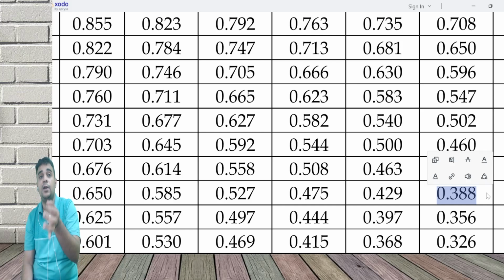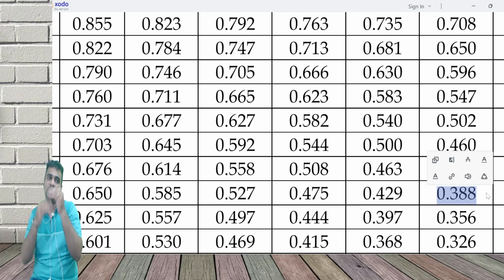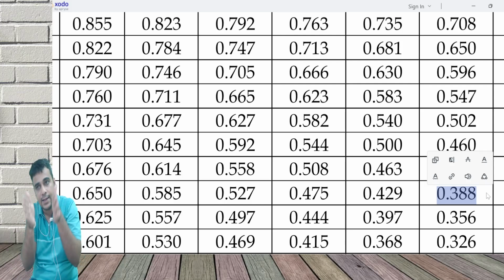So for the present value factor in the calculator, 1 divided by, or you could have also done it as 1.09 into 1.09 into 1.09. That takes more time. Get that number, then 1 divided by that number, and you'll get the same 0.388. Whichever approach you follow, the final answer is going to remain the same.